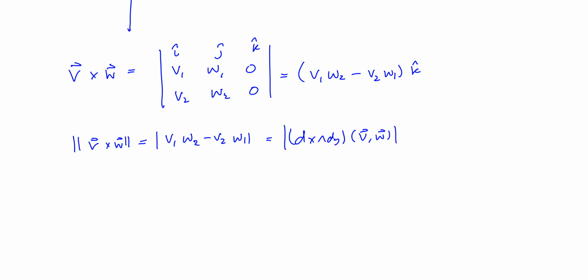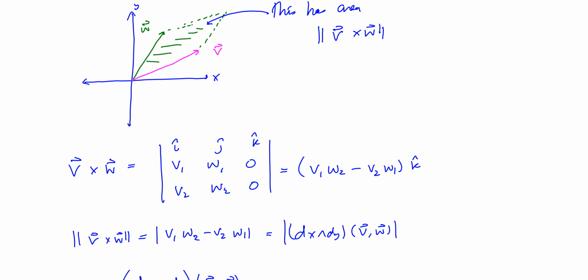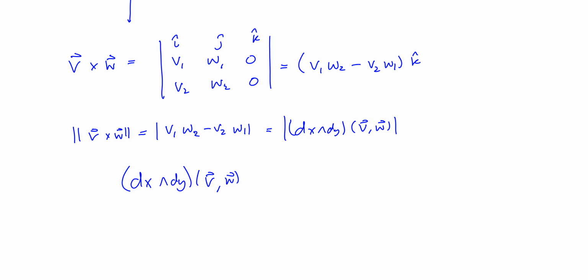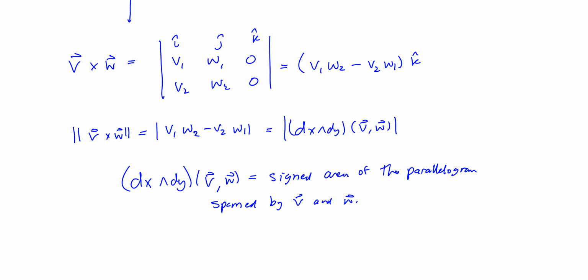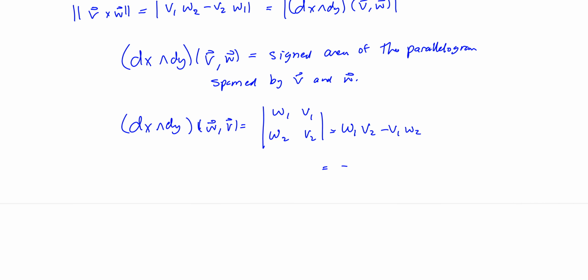So what does this tell us? Well, this tells us that this quantity dx wedge dy of VW is giving us the area of the parallelogram spanned by V and W, but it's giving us a signed area because we don't take the absolute value. And that's exactly the same thing as choosing which vectors come first. So this is the signed area of the parallelogram spanned by V and W. So notice here, if we changed the order, this would be W1, V1, W2, V2, which would be W1, V2 minus V1, W2, which is the negative of what we had before.